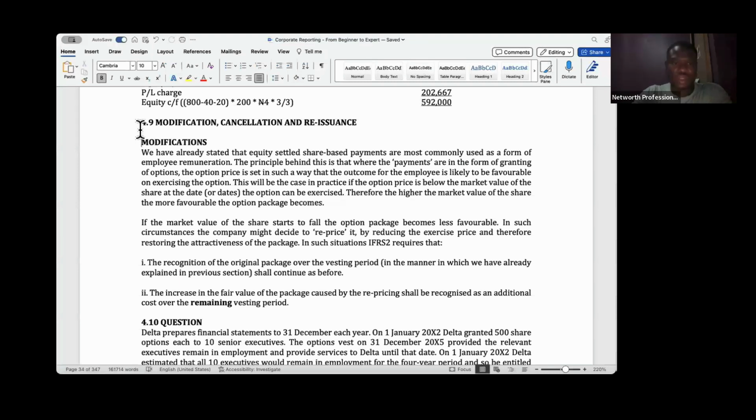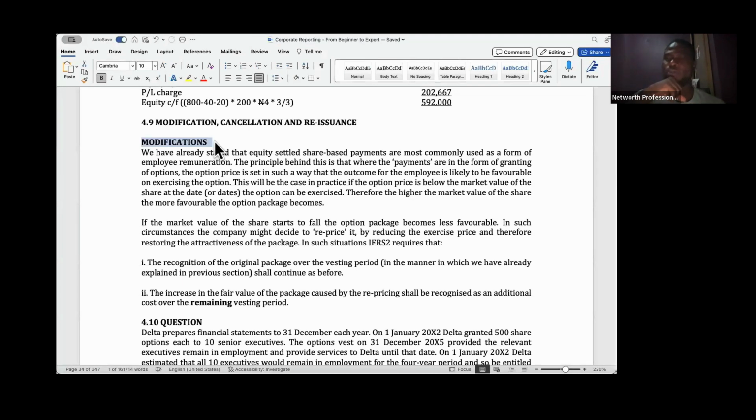Okay, so today, we are going to round up first on equity settled share-based payment. We are going to round it up with something we call modification, cancellation, and reissuance. But the focus is going to be on modification and cancellation. The first thing is modification. So listen up.